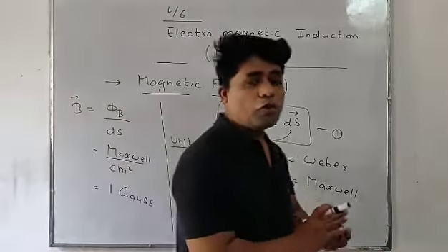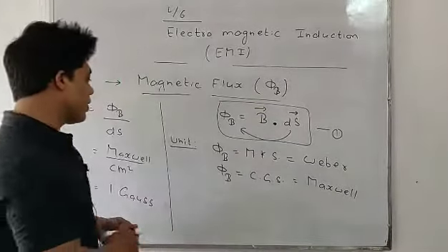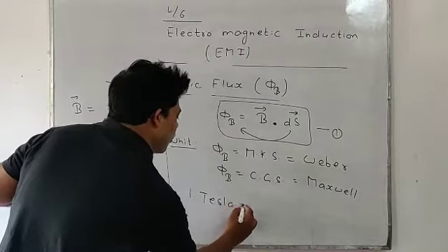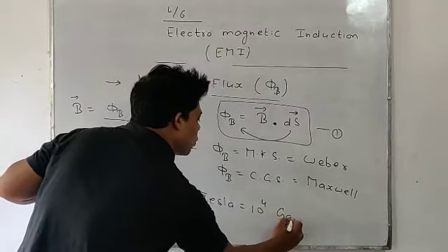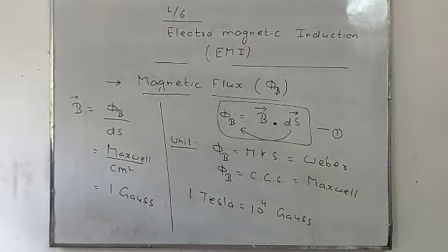Gauss is also a unit of magnetic field, but in which system? CGS. And Tesla in MKS. And there is a relation: 1 Tesla equals 10 to the power 4 Gauss. That is the relation between Tesla and Gauss.